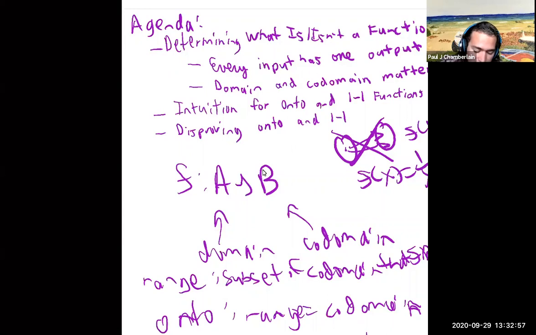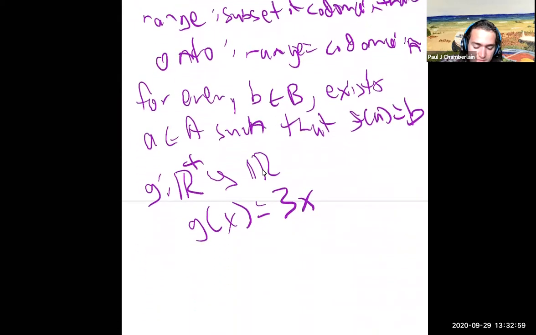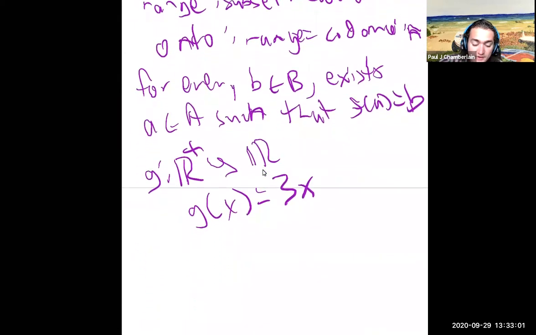So let's now talk about onto and one-to-one. Onto means the range is equal to the codomain. In other words, for everything that we have in the codomain, we have something in the domain that maps to it. Let's consider this function: we have g going from the positive reals to the real numbers, and we say g of x equals 3x.